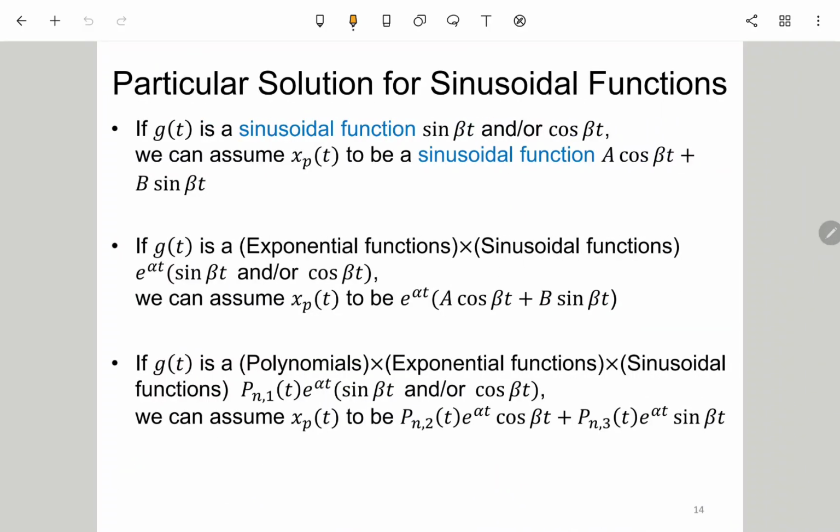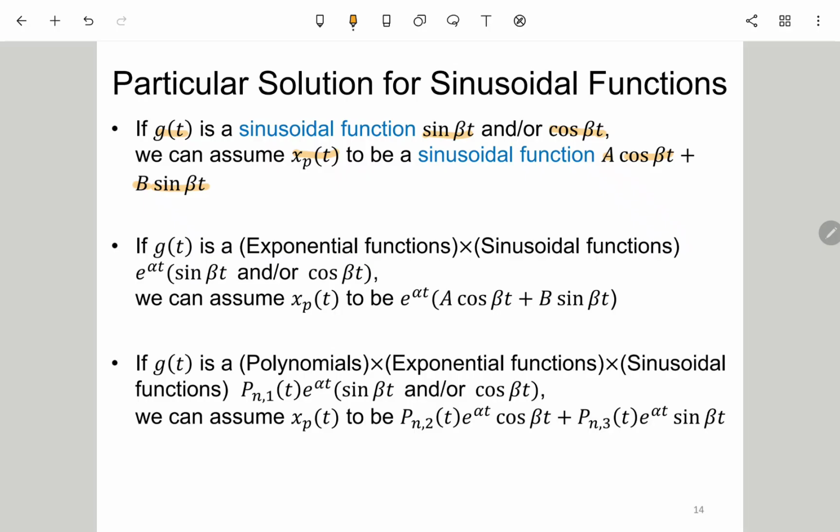Okay, and then the third case is for the particular solution of a sinusoidal function. G of t is a sinusoidal function. It can be either sine or cosine or both of them. So no matter whether you only have a sine on the right side, or only cosine, or both sine and cosine, you still assume the particular solution to be a times cosine of beta t plus b times sine of beta t. No matter whether the right side has only one or two, you still assume both of them.